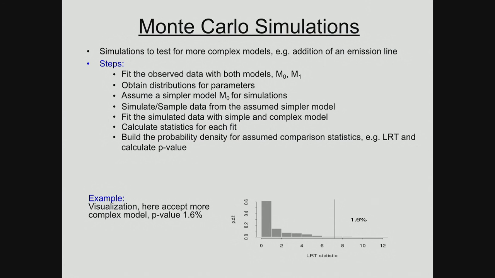So you fit the data with your model, which contains a line or not. So you have two models. One is the null model, there is no line, or no source if you're looking at two-dimensional data. The other one is with the data and the line. And you look at the likelihood ratio test between the two, right? You obtain the distribution of parameters of this model. So you assume a simpler model for simulations, which will be the model with no line, and you simulate the data. So you calculate the posterior predictive sample from that simple model, right? This is where your simulations generate the predicted data. So if you had no line, this is what the distribution would look like.